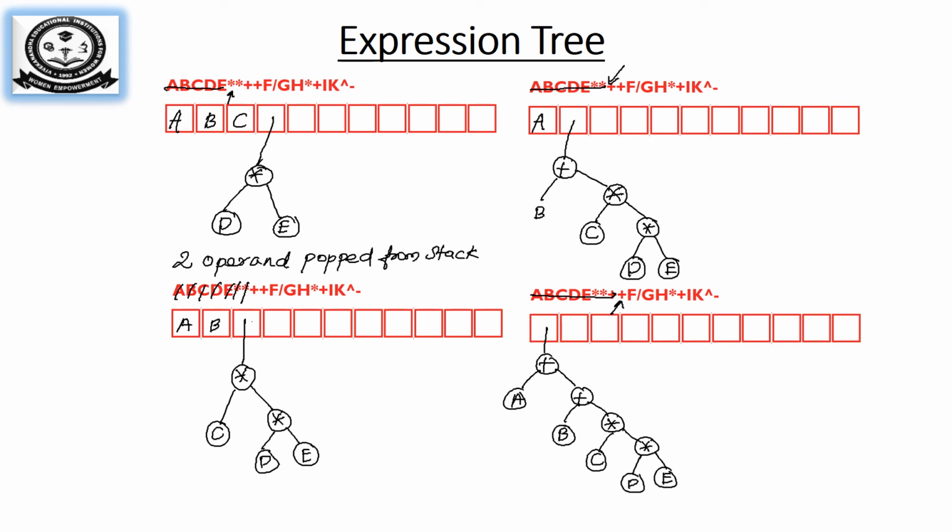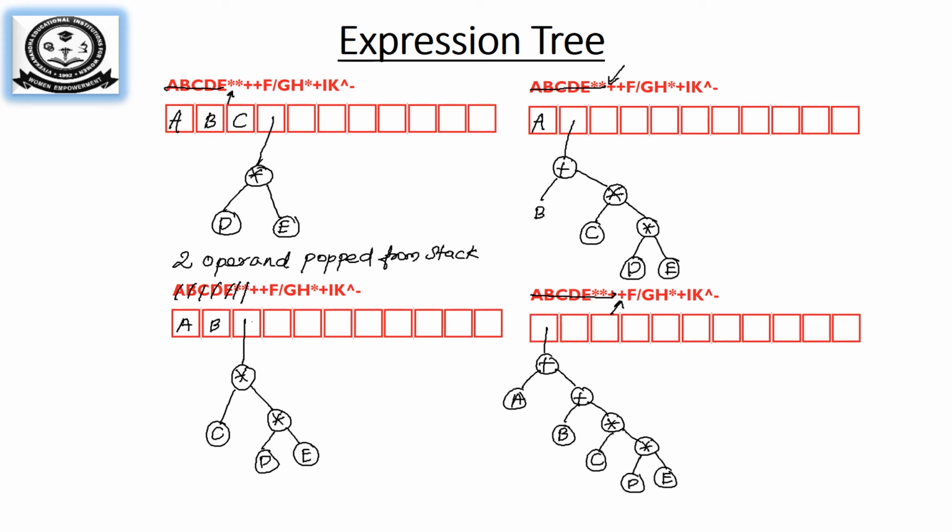When you encounter the next asterisk, again two things have to be popped out. The first popped out is the star subtree and the second one is C. So the subtree will become the left subtree and C will become the right child for the star. You can see, at the leftmost bottom, the second asterisk has formed a subtree. Again this subtree will be pushed into the stack.